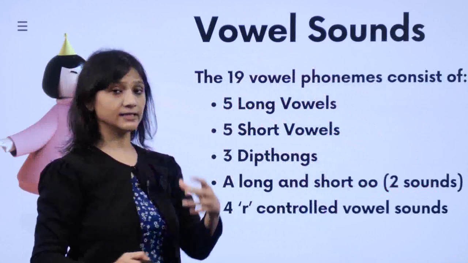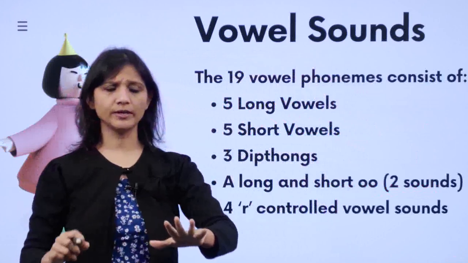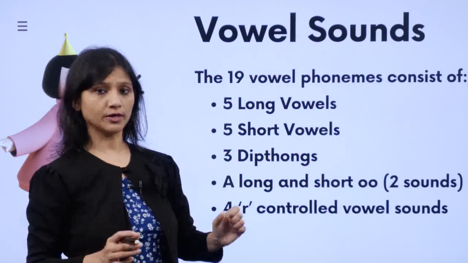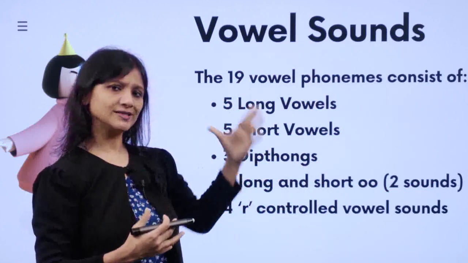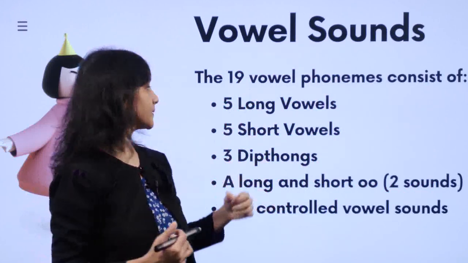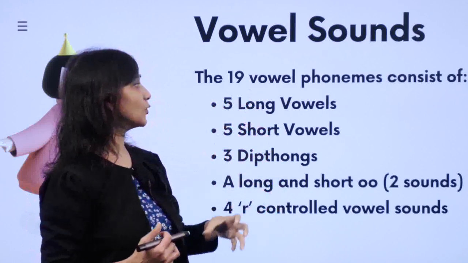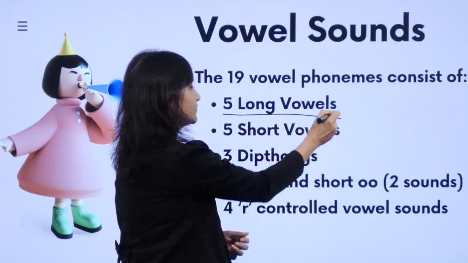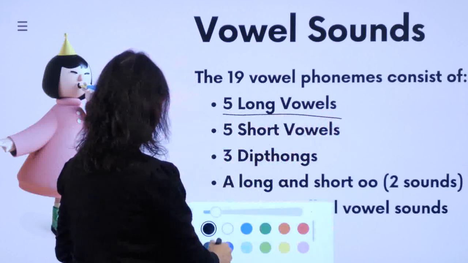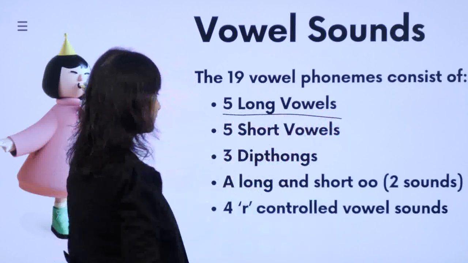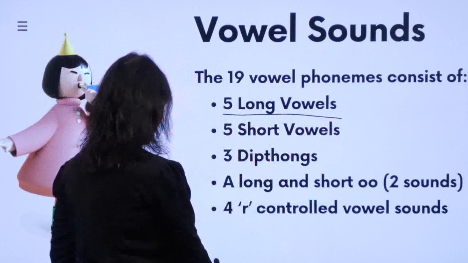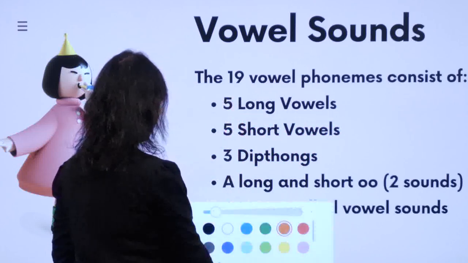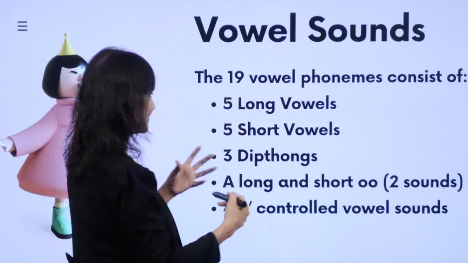Now, you need not worry about these things, but when your parents or your teachers see these videos, it's for them to understand this. So, the 19 vowel phonemes, we call them phonemes, consist of 5 long vowels. We are going to see these ones again, because we've already seen this, but we will re-look at it, okay? So, one second, I'll rub this off and use the red pen so that it differentiates.